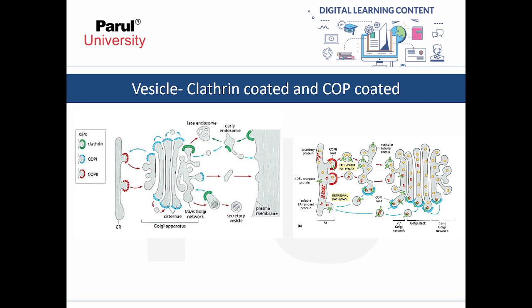Under appropriate conditions, isolated triskelions spontaneously self-assemble into typical polyhedral cages in a test tube, even in the absence of the membrane vesicle that these baskets normally enclose. Thus, the clathrin triskelions determine the geometry of the clathrin cage.